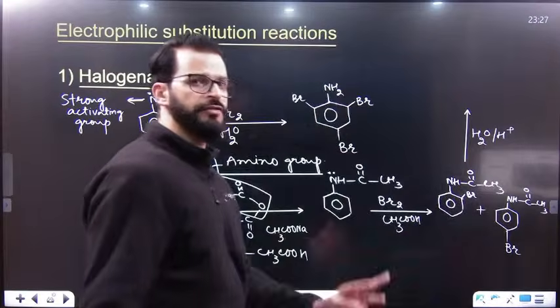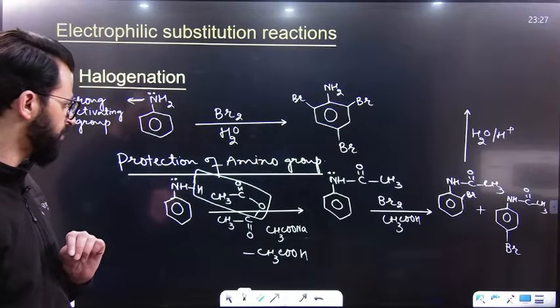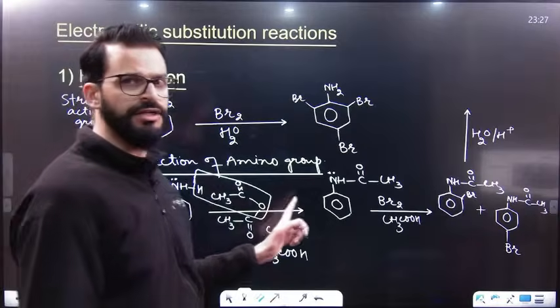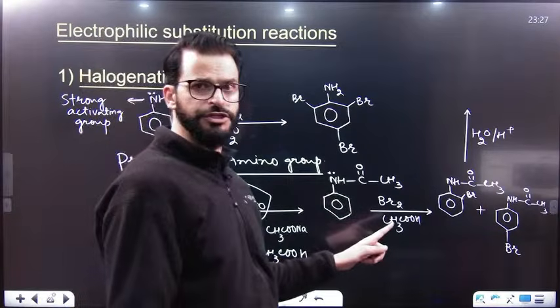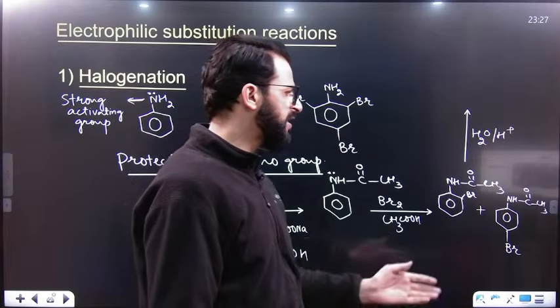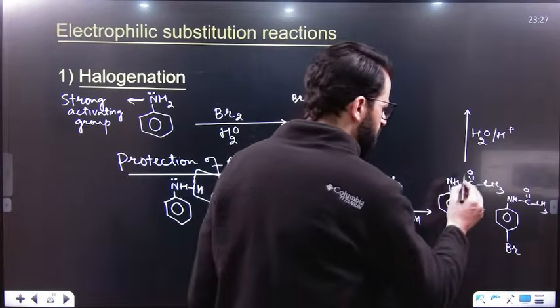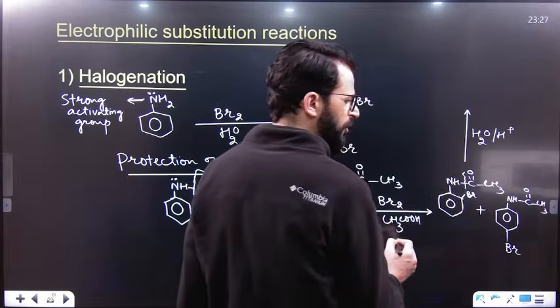So, in protection, we will do a total of 3 steps. The first step is acetylation. Another is the reaction which takes place at that time. And the third one is hydrolysis, that means removal of this acetyl group. How will you remove the acetyl group?